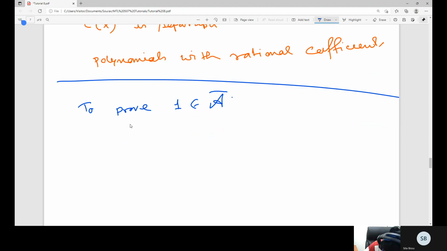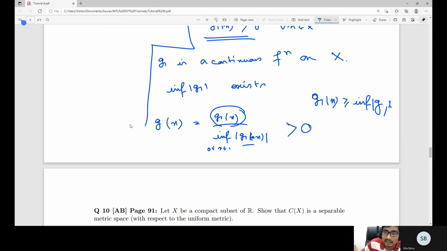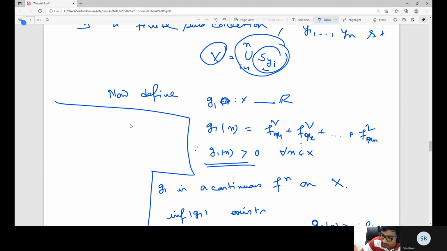So for that we will consider, again you look here, each of these f_y's, y1, y2 up to yn. Each of these f_y's is from A closure, and A closure is an algebra, right? Therefore f_yi squared belongs to A closure, and their finite sum is in A closure. That means the function g1 belongs to A closure.